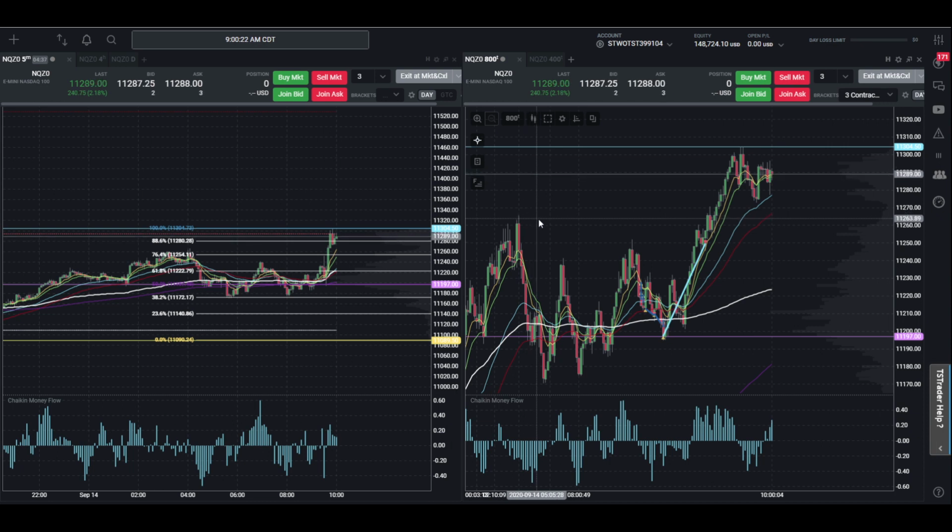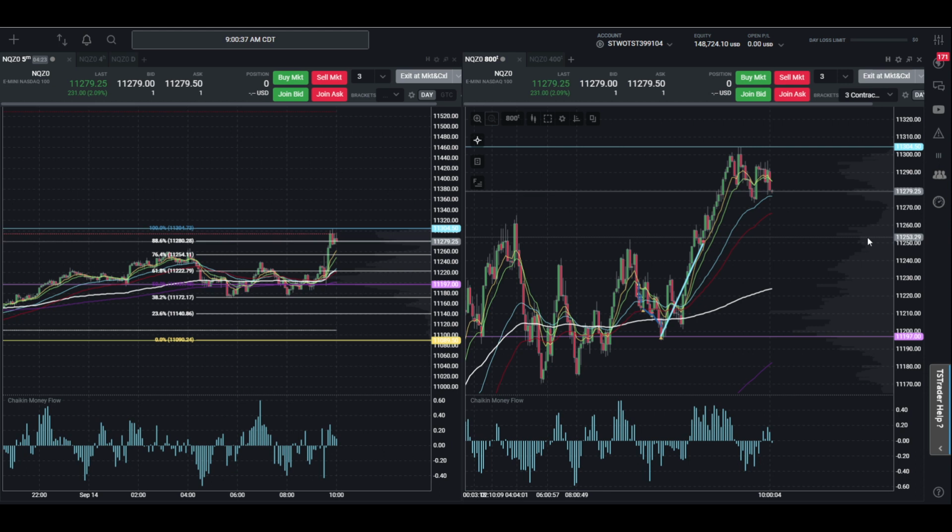Anywhere between here and here, and we have this volume area here, so we're gonna see. This is the kind of area that I would like to see a retest. So price pulls back down. The goal is, can we close below this? If we fail to close below, then there's gonna be a trap. So we're looking for a trap now to go long.